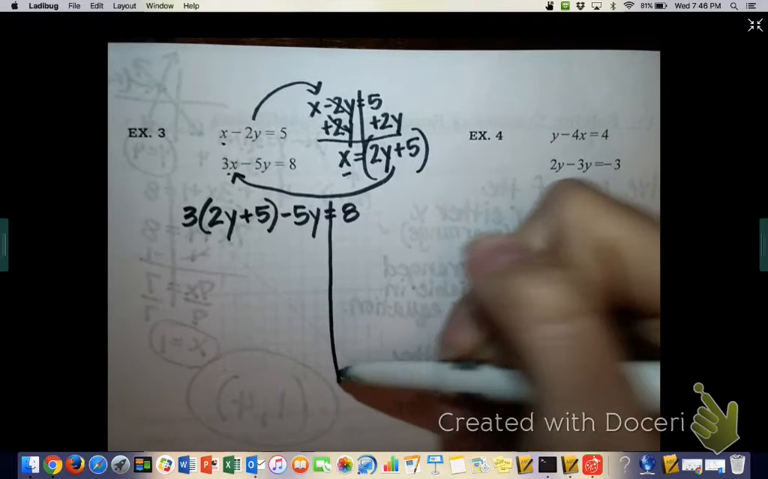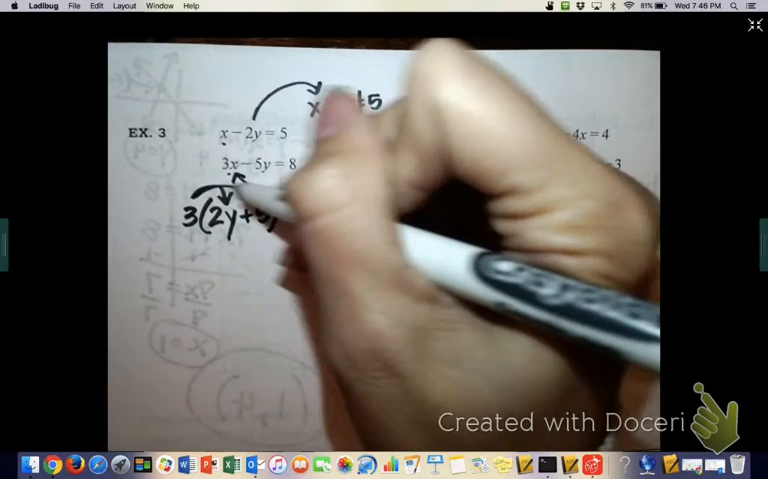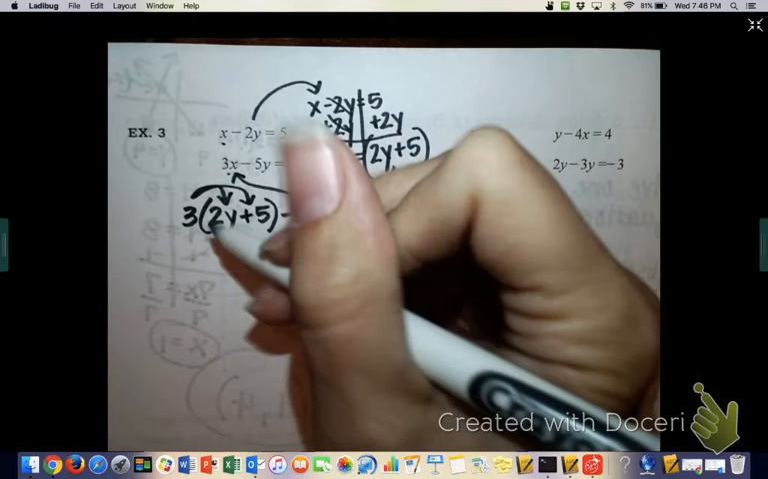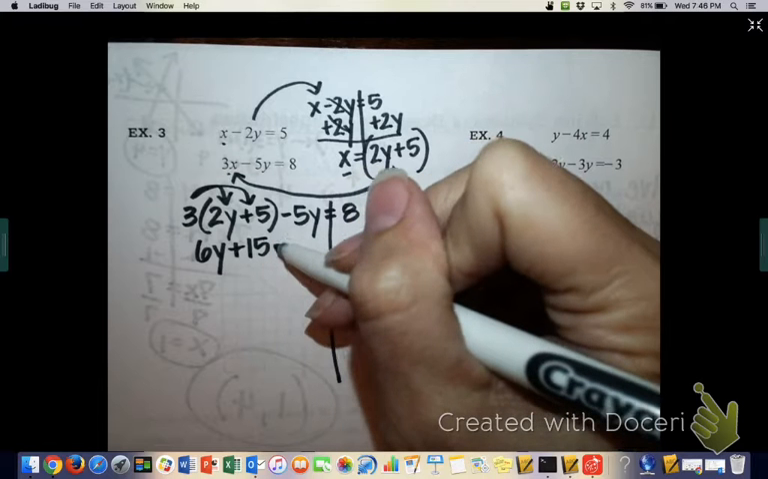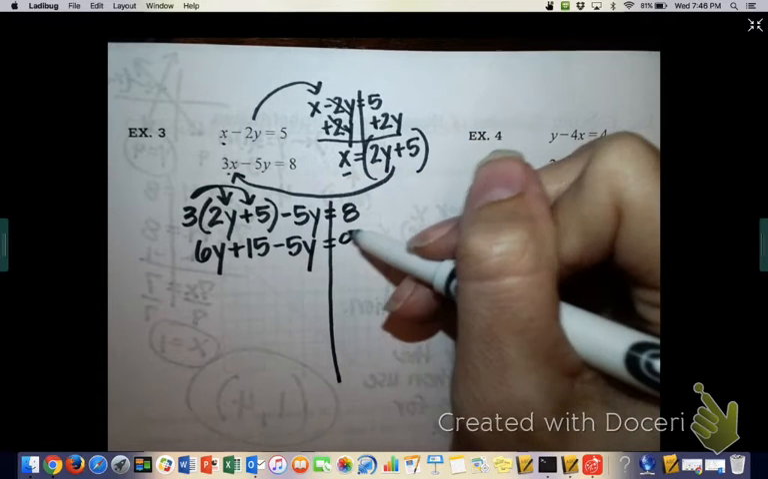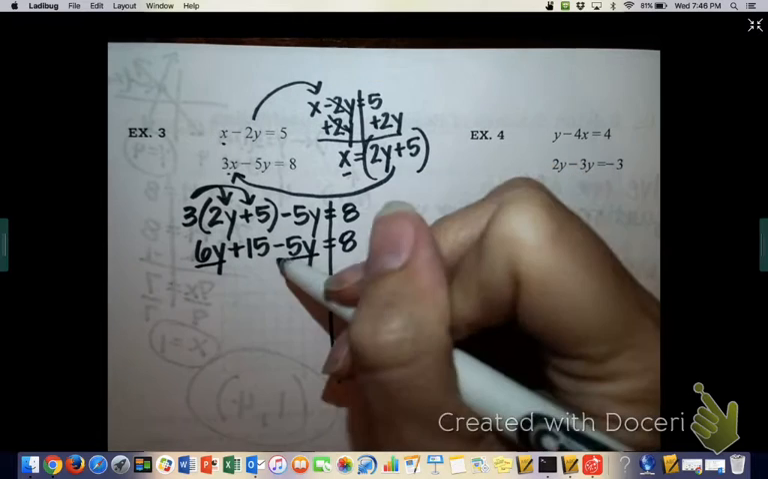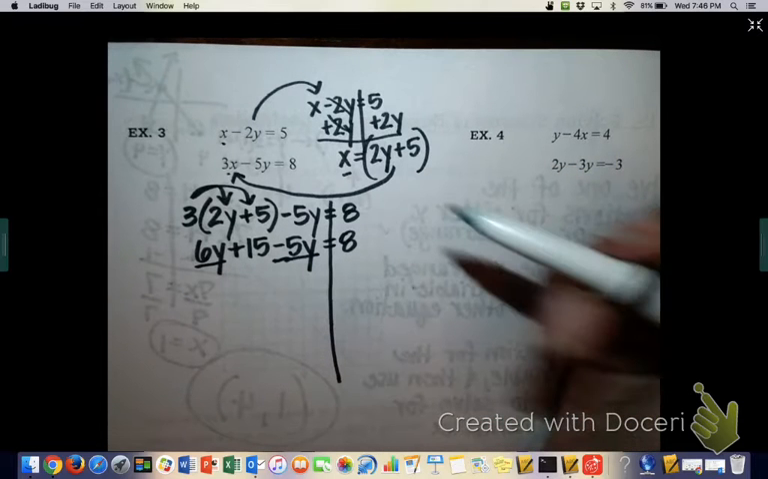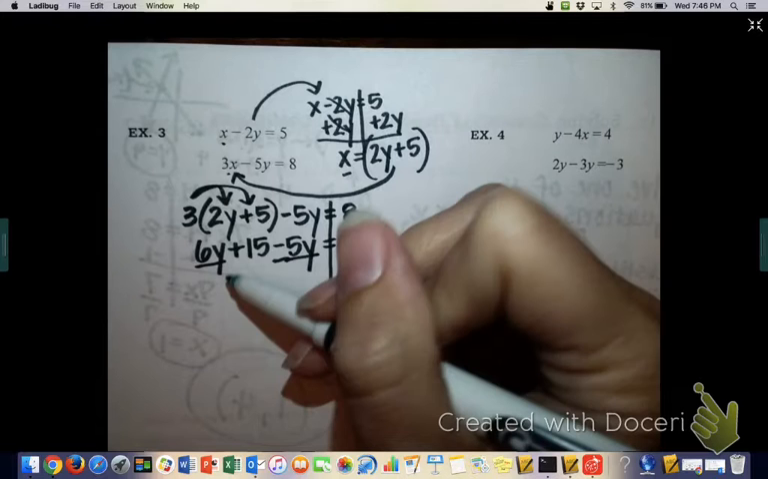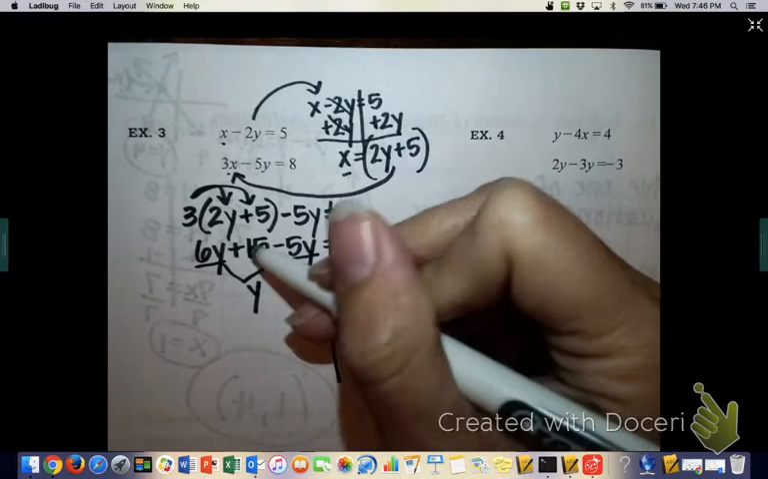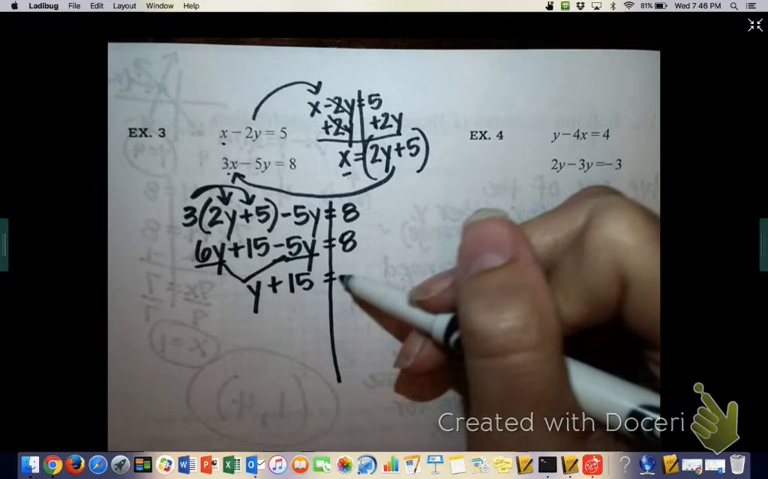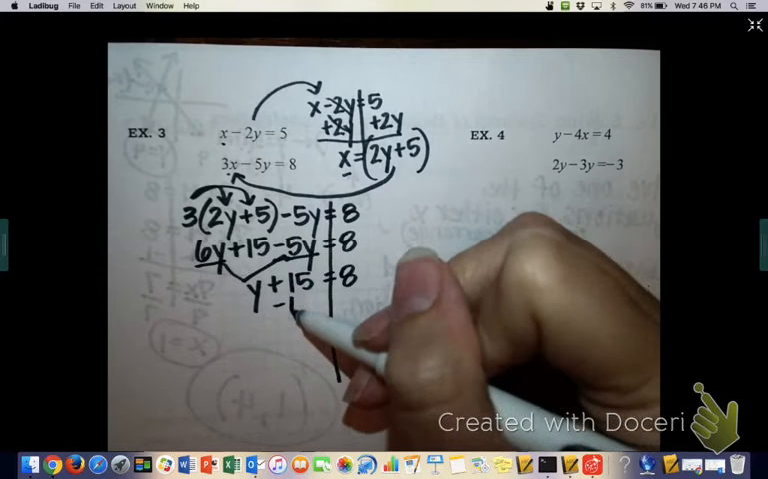All right, we're going to solve it. Distribute. 3 times 2y is 6y. 3 times 5 is plus 15 because it's positive 15. Minus 5y equals 8. Combine like terms. Oh, that's a negative 5y. 6y minus 5y is 1y. I'm just going to call it y. You can put a 1 there if you want. Bring down plus 15 equals 8. Minus 15 on both sides.